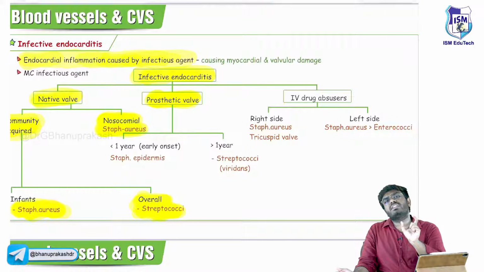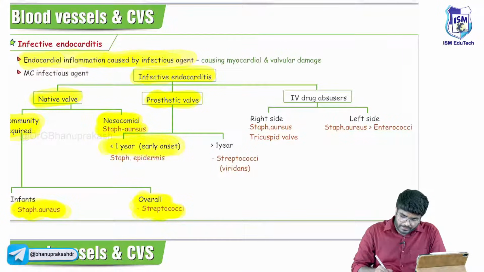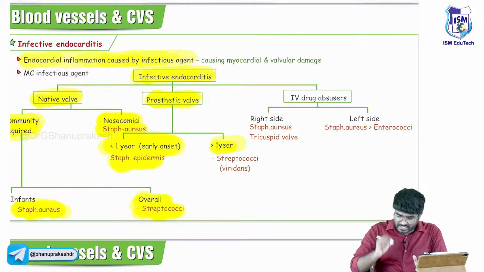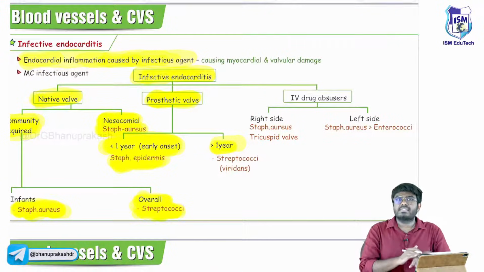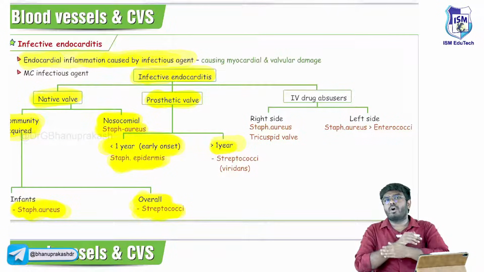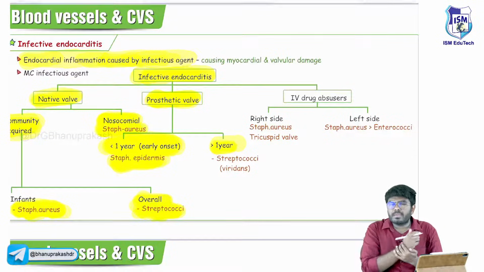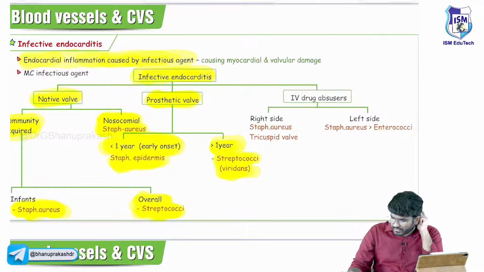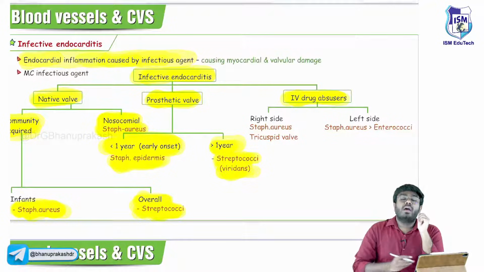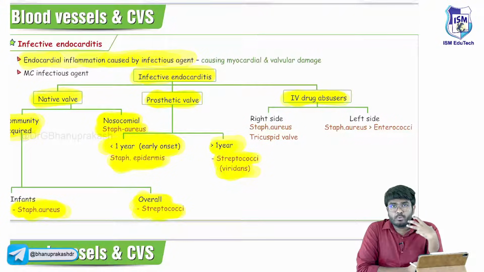Now if there is endocarditis within the first 1 year of replacement, then it is called early onset endocarditis. In early onset prosthetic valve endocarditis, the most common organism is going to be, sorry, not Staph aureus, Staph epidermidis, the organism which lives on our skin, a coagulase negative organism. After 1 year, the answer is going to be Streptococcus viridans.